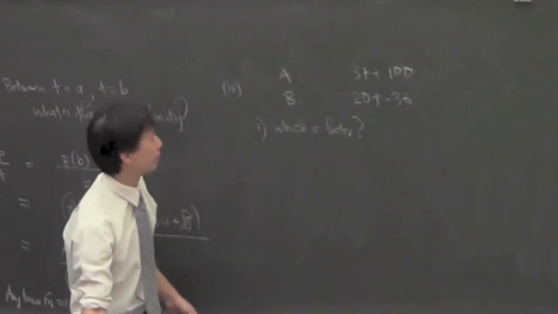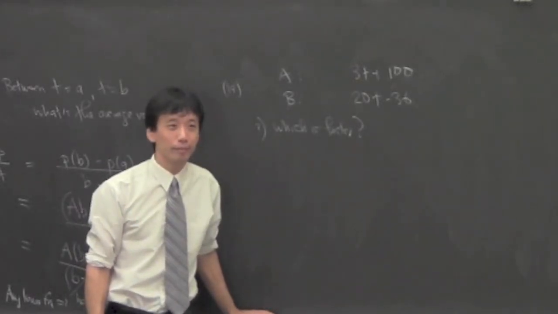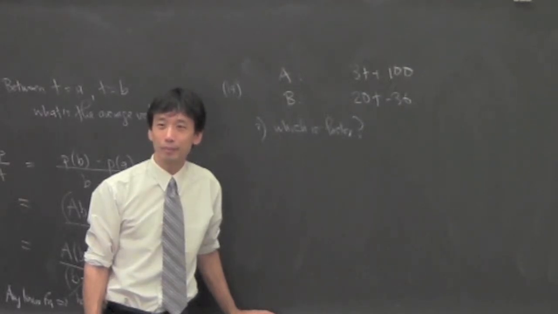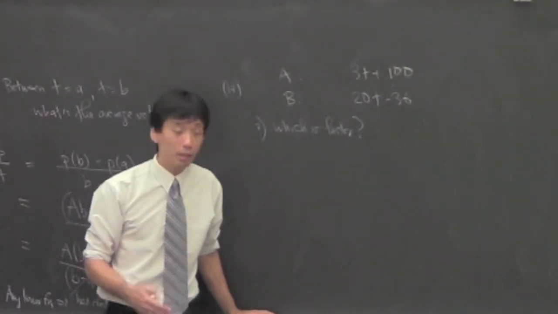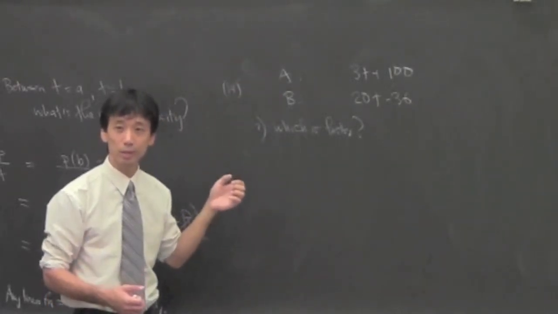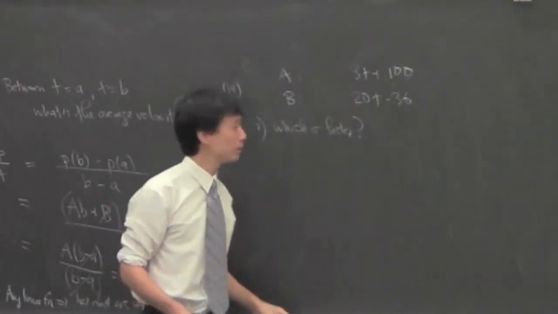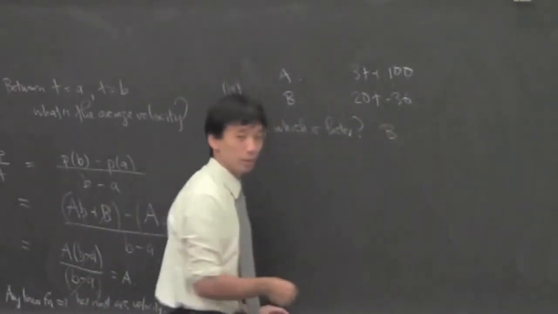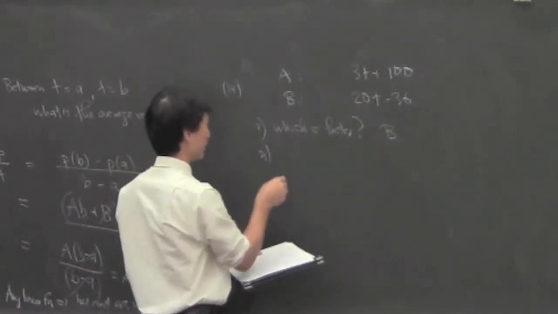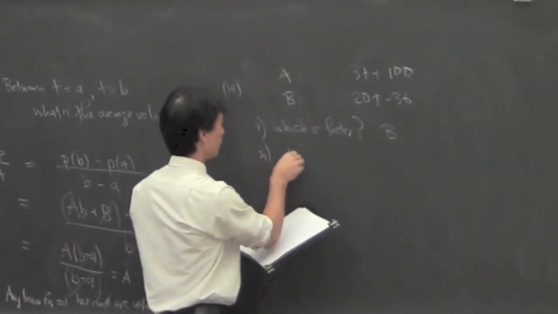Which car is faster? Well, you look at it. These cars are linear cars, so their speeds are constant. B is higher, because B's got the fastest slope. You don't need to even think about that one. You don't need to work out anything. You just look at it.